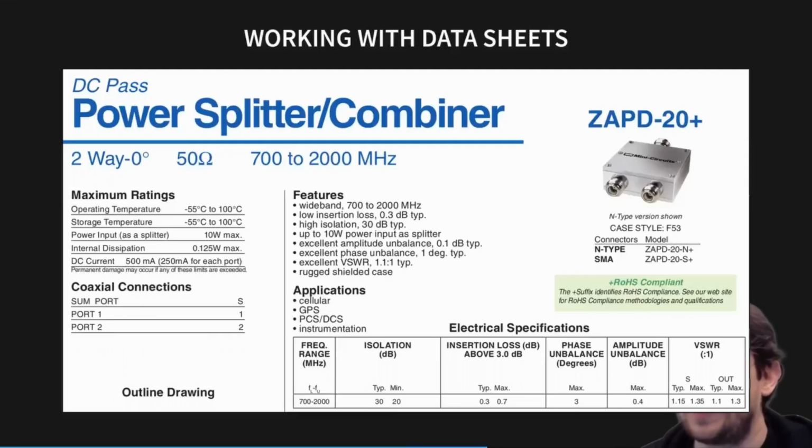What we have to look at now is, for example, the insertion loss. Here we see insertion loss above 3 dB. So you see the insertion loss is 0.3 to 0.7 dB, but above the 3 dB. So it means the total insertion loss actually is 3.3 to 3.7 dB between either of those two tributary ports and the sum port. Phase imbalance, we don't care. Amplitude imbalance, we also don't care. Let's look at the next.